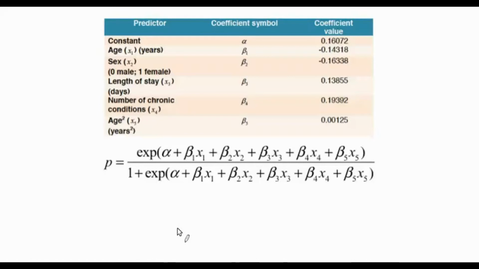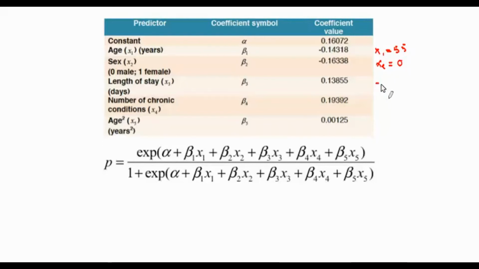So the way we would approach that with this model, alpha, as you'll recall from the lecture notes, is a constant in the model. And then beta 1 is the age, okay? And so for our hypothetical, we'll say x1 is equal to 55 years old. And then there's sex, and the way it's coded here is 0 is male, 1 is female. The patient of interest is male, so x sub 2 is 0.